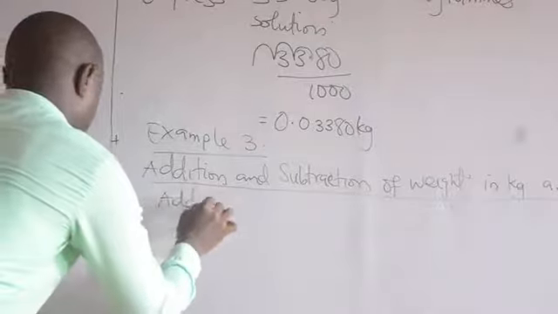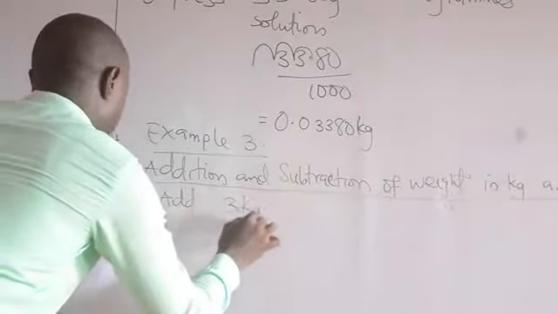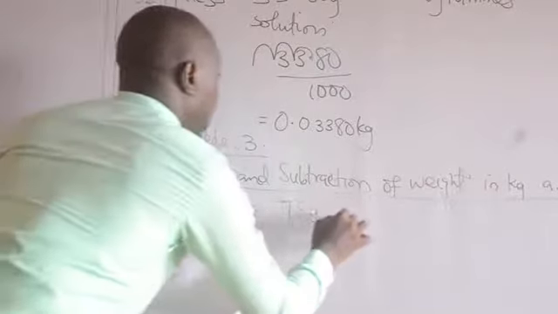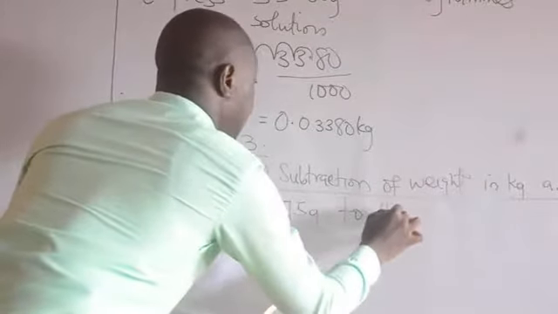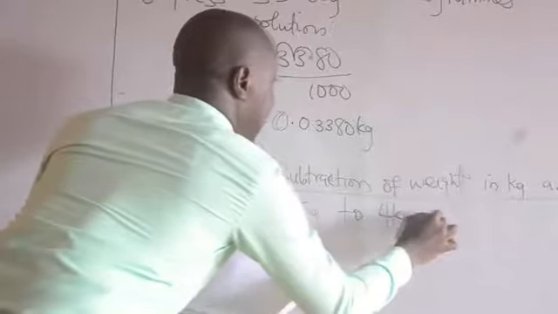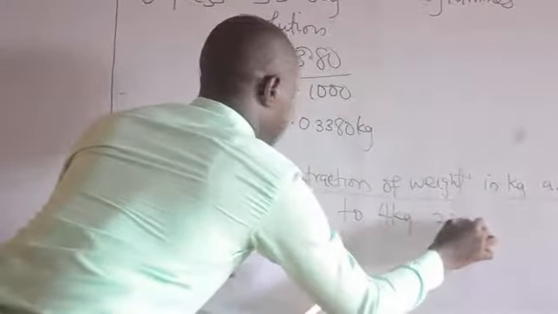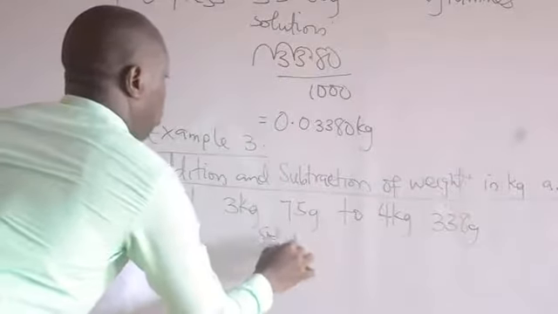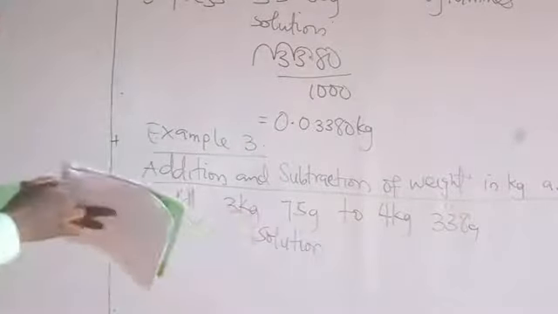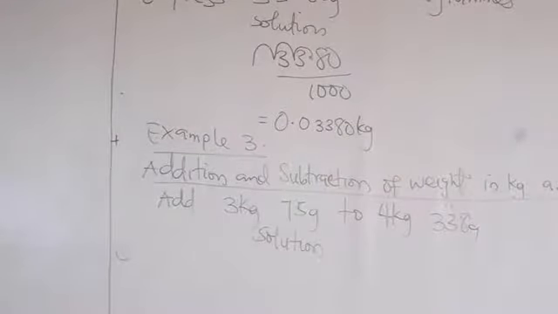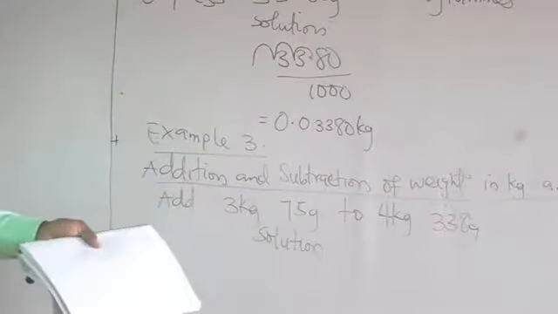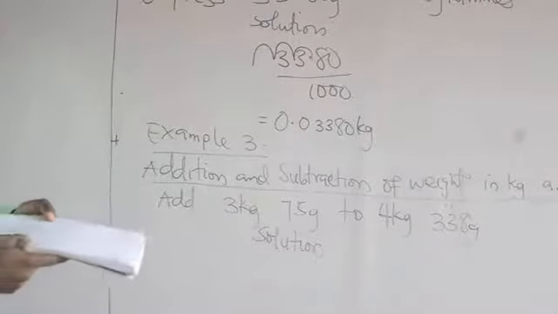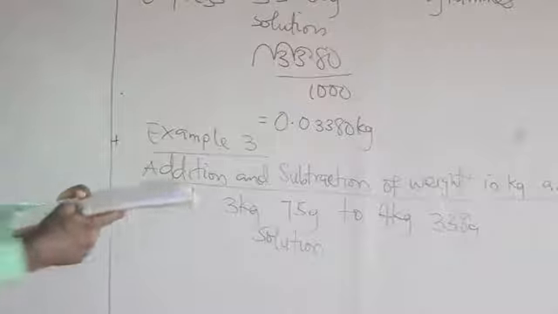Add 3 kilogram 75 gram to 4 kilogram 338 gram. Solution. In the question, we are asked to add 3 kilogram 75 gram to 4 kilogram 338 gram.